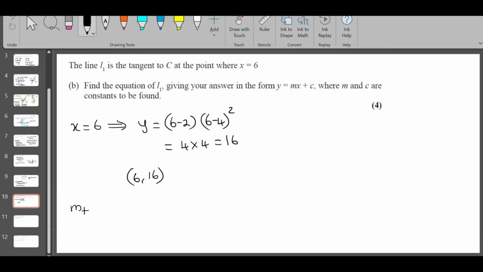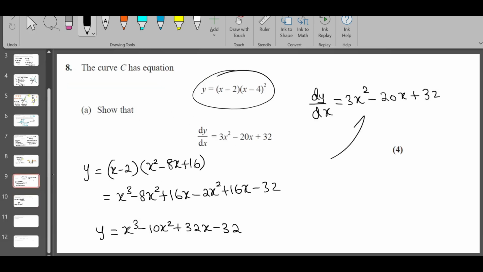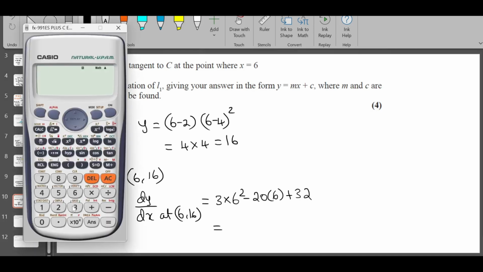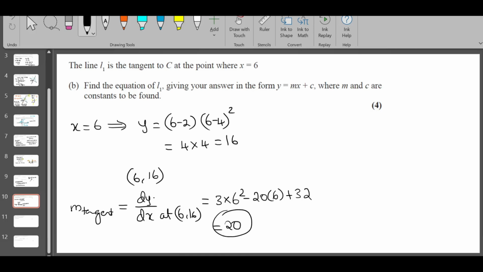Now to find the slope of the tangent, you have to find dy by dx at the point. That means in this dy by dx, replace x by the x coordinate of the point, 6. So 3 times 6 square minus 20 times 6 plus 32. The slope is 20. We have a slope, we have a point.